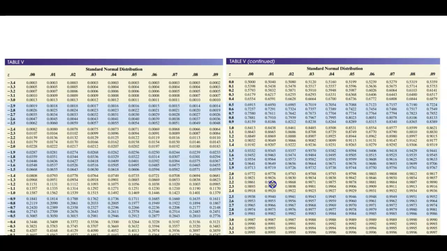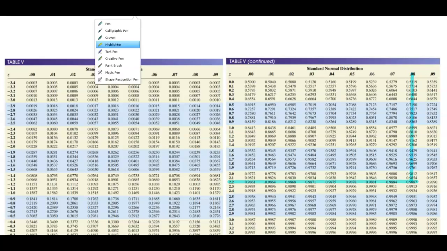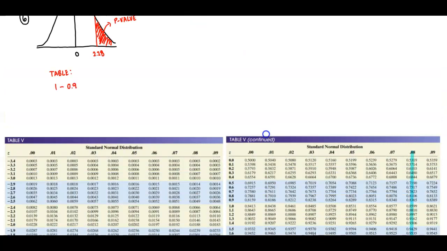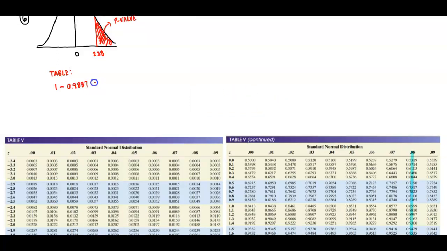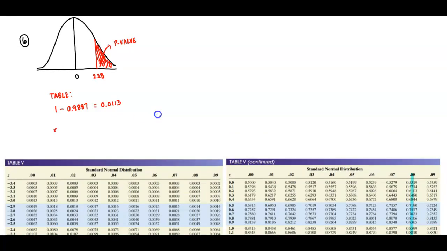So we're going to go down here. Okay, so here is 2.2. So let's go ahead and highlight that. So there is 2.2, and there is 8. So 2.28 gets a p-value of 0.9887. So 1 minus 0.9887. Let's go ahead and put that in our calculator. 1 minus 0.9887 is equal to 0.0113. So that's equal to 0.0113.